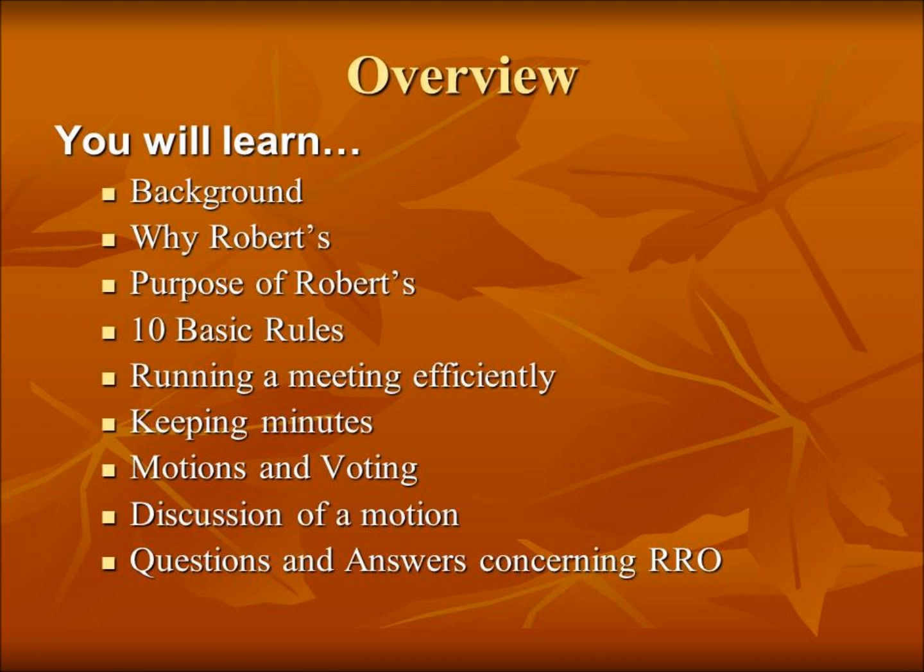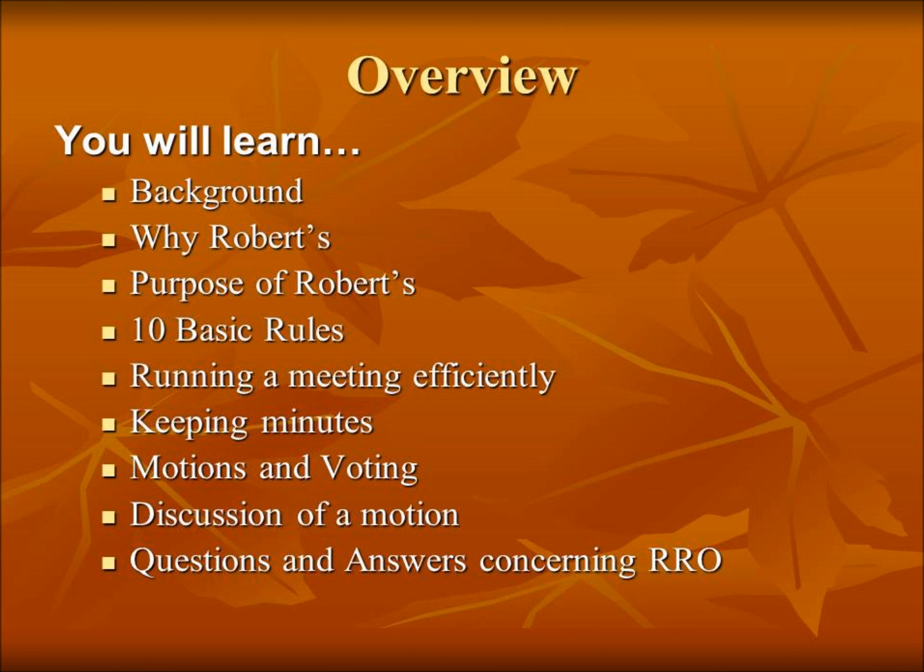During this session, there are several things you should expect to learn. One is the background for Robert's Rules of Order, the history of Robert's Rules. And then, why should we use Robert's Rules in the first place? They're used to be the parliamentary device or instrument almost every organization uses. Why is that so? And then the purposes for Robert's Rules, and then 10 basic rules that will help guide you as you are involved as a presiding officer at a business meeting.